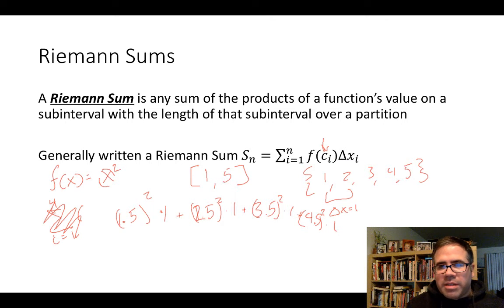That's a valid Riemann sum. Even on this partition, you can have a number of different valid Riemann sums. So this is a perfectly valid Riemann sum. You could also do our left sum or our right sum from earlier. So a left sum would be 1 squared times 1 plus 2 squared times 1 plus 3 squared times 1 plus 4 squared times 1. That's a perfectly valid Riemann sum.